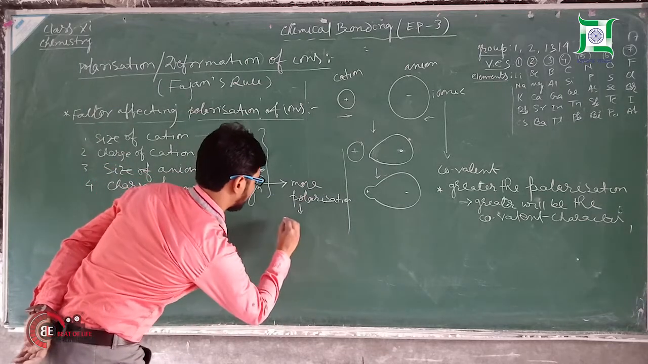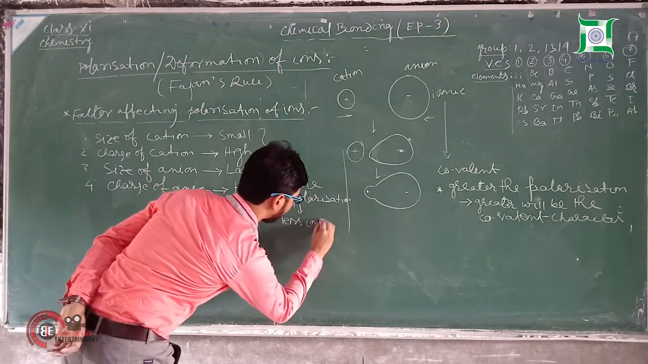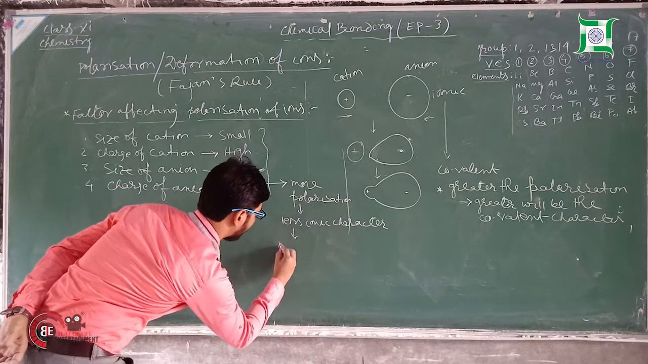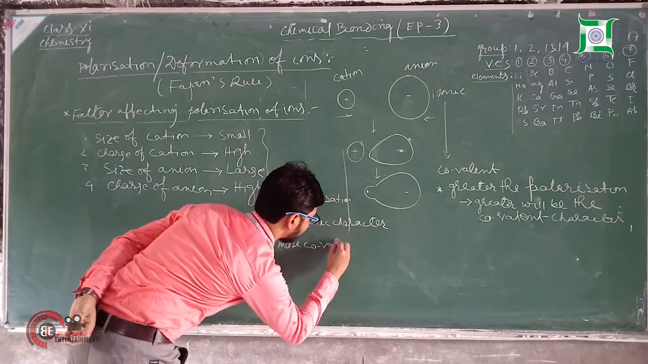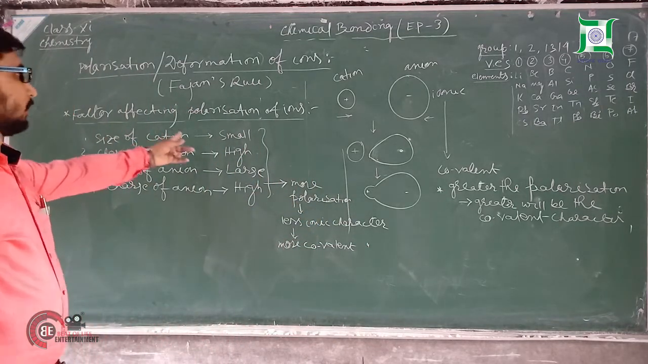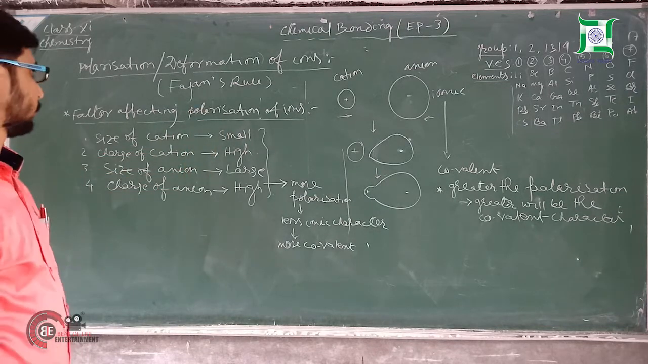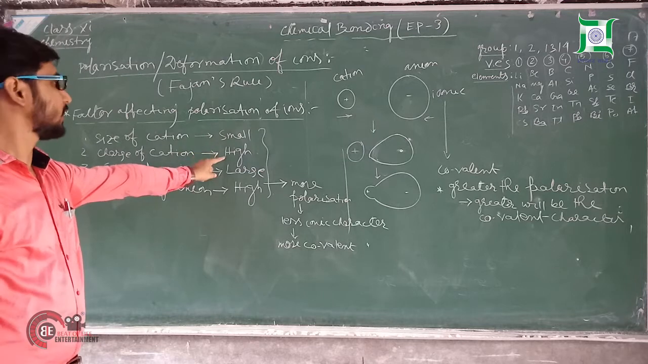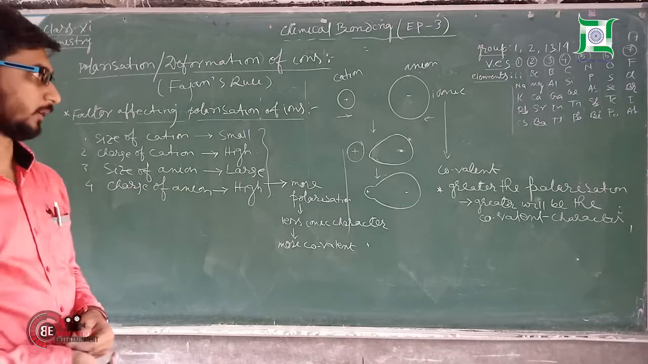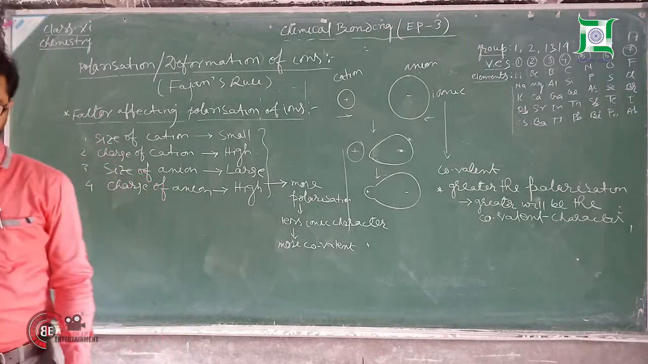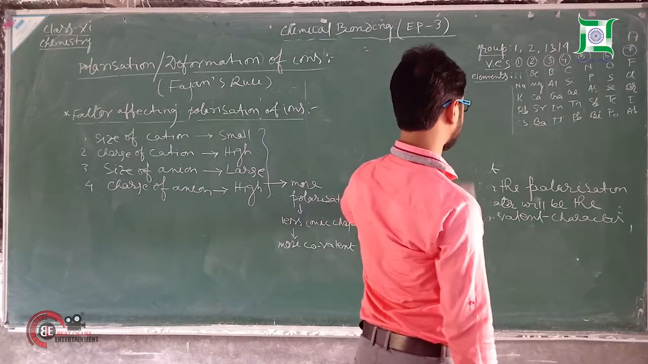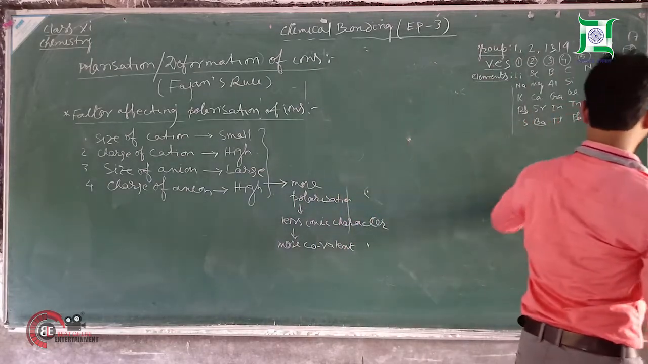That means less ionic character, that means more covalent character. Clear? So we can say that when an ionic bond is formed with small size of cation with high charge density and large size of anion with high charge density, it has greater covalent character. Clear? Let us take few examples of how the ionic and covalent character changes, considering Fajan's rule.